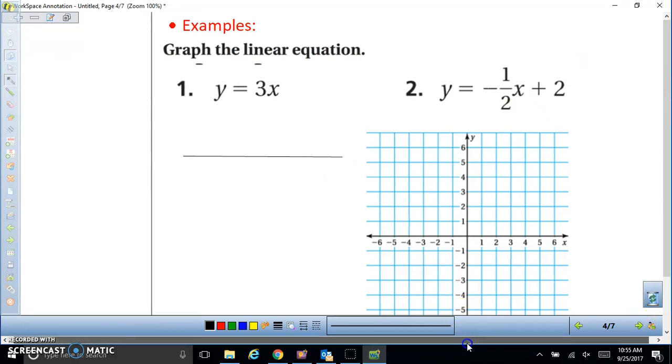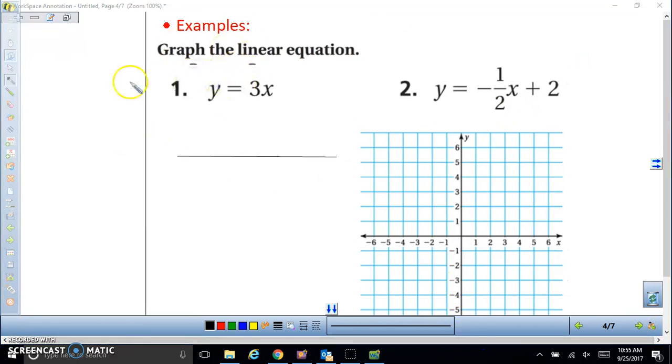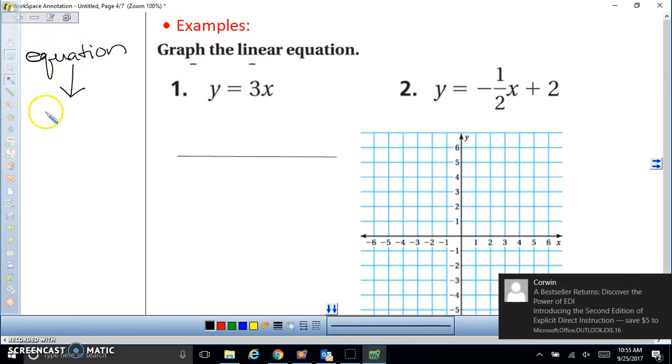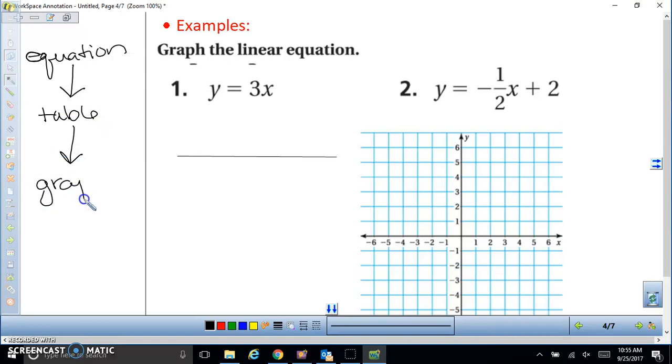As I stated before, we're going to start with our equation. Then we're going to table our equation. And then we're going to graph our equation. So our equation for example 1 is y equals 3x. So x is your independent variable. What we plug in for x is how we're going to find out y.